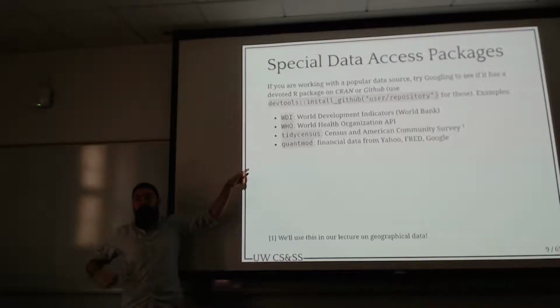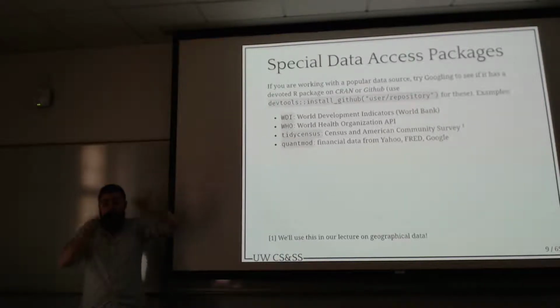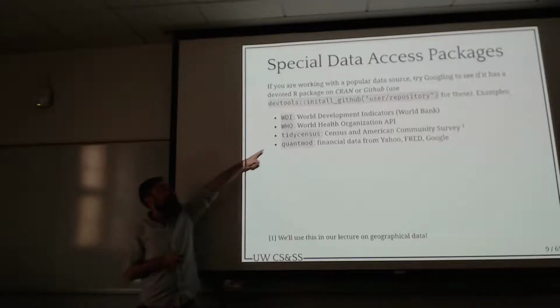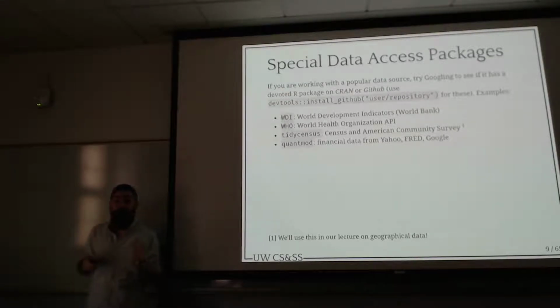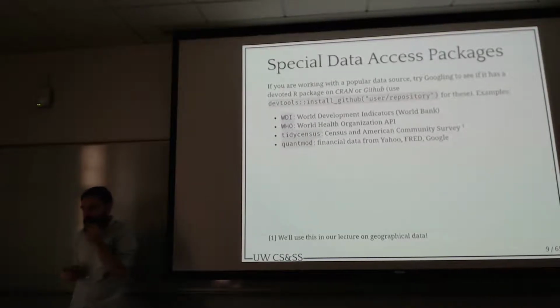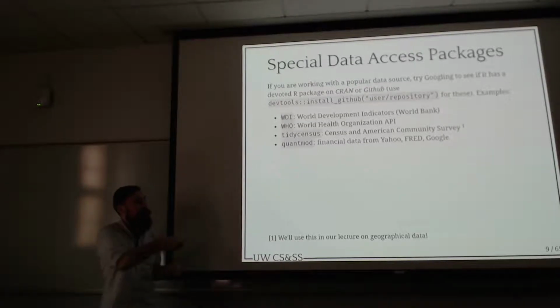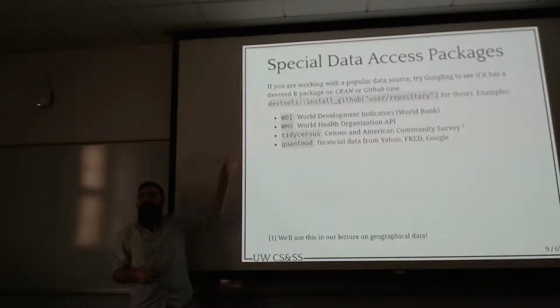Tidycensus also grabs geospatial shapefiles. So if you want to plot anything using census tracts, county or state boundaries, I actually use tidycensus to download all those boundaries because they pop out in a nice data frame usable with anything else. That's how I get most of my shapefiles. Quantmod also grabs financial data from a variety of sources. So there are often packages like this out there.